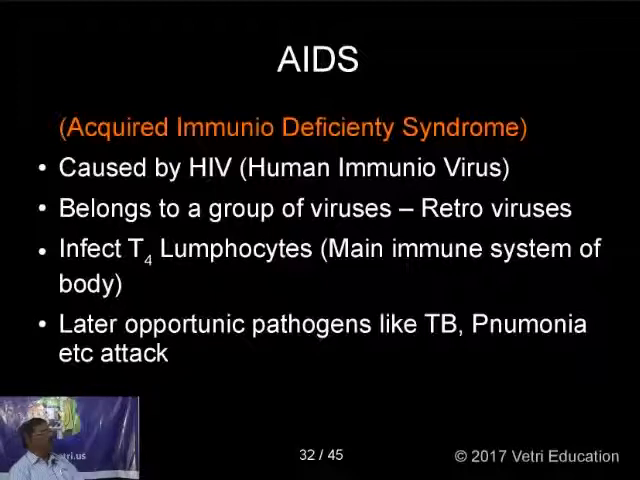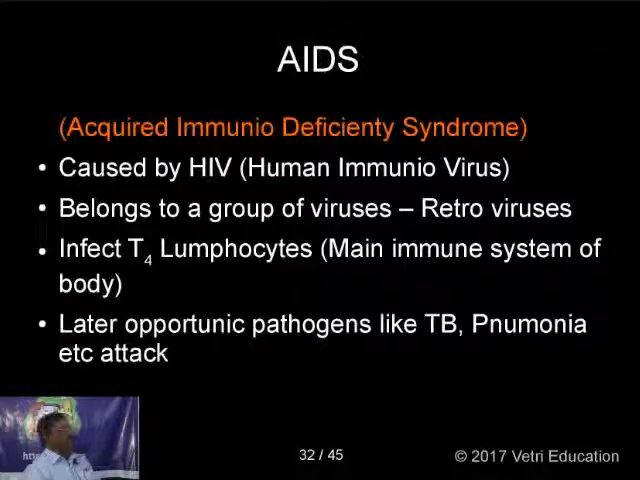AIDS, acquired immunodeficiency syndrome. The syndrome means a group of symptoms, not a single symptom. It is caused by the human immunodeficiency virus. Robert Gallo, in 1980, first reported the disease. And it is a group of viruses called the retroviruses group.